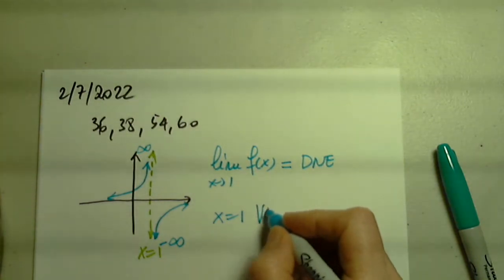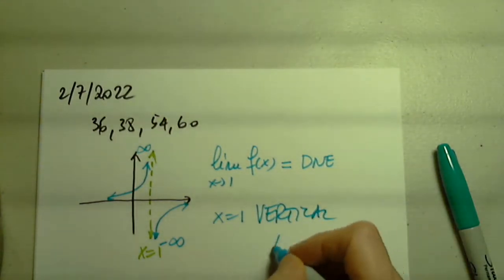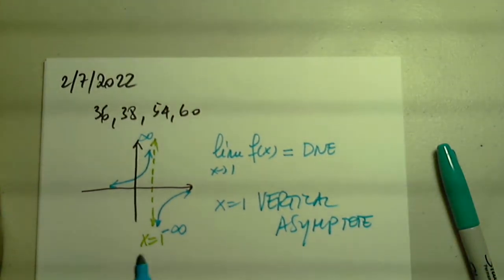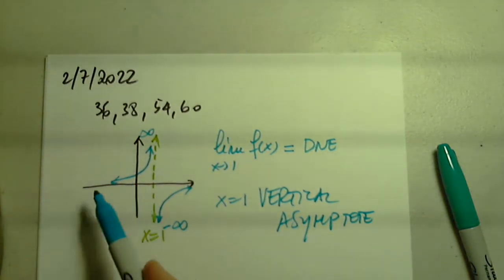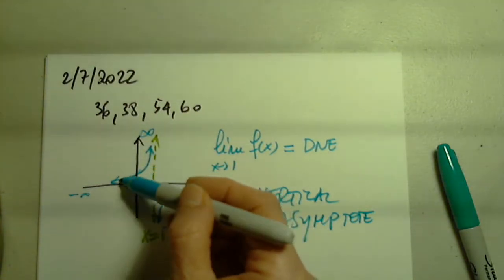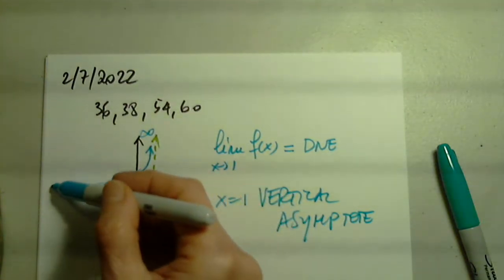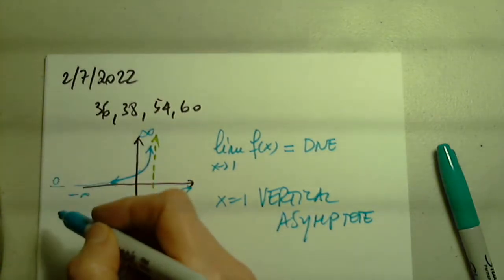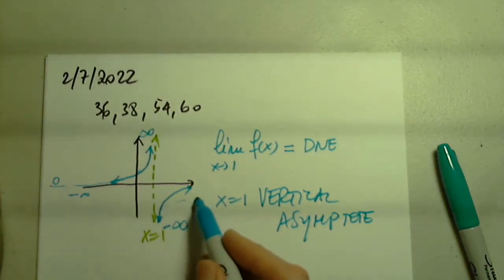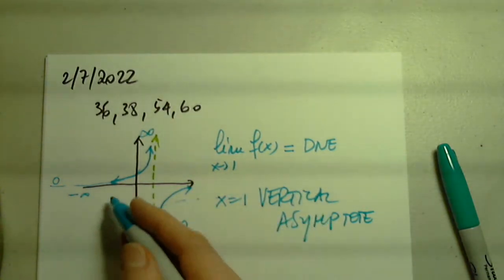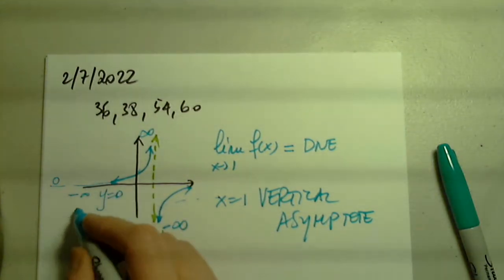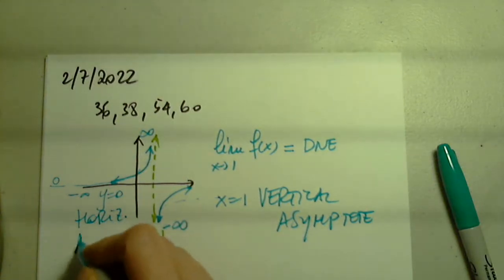x equals 1 is a vertical asymptote. And the function will never cross a vertical asymptote. Also, look at what I graphed here. As x approaches negative infinity, the function values get closer and closer to 0. Same thing on the other side. It doesn't have to be. It can be on this side to -1 or something else. But the way I graph the function, y equals 0 is a horizontal asymptote.